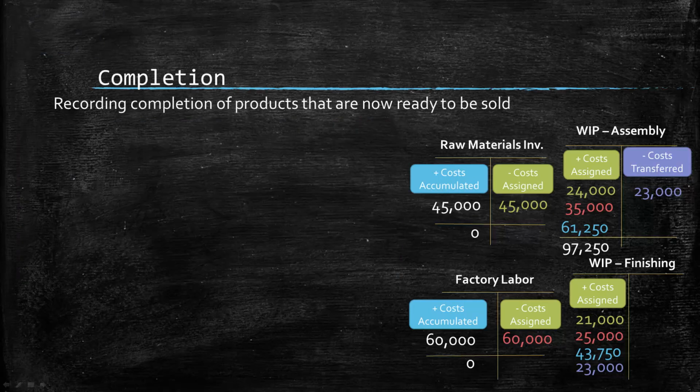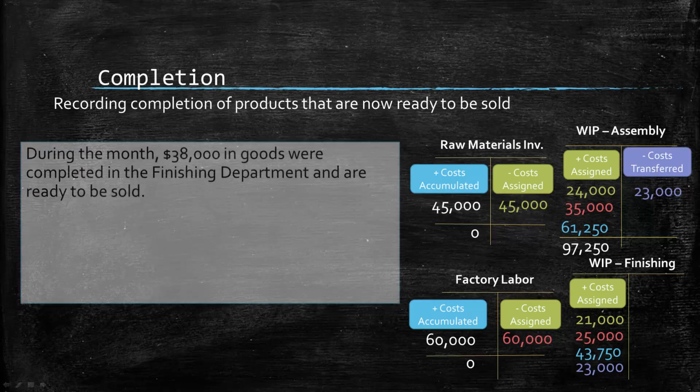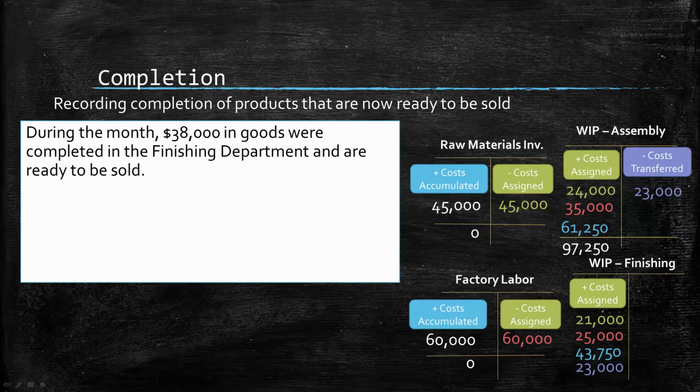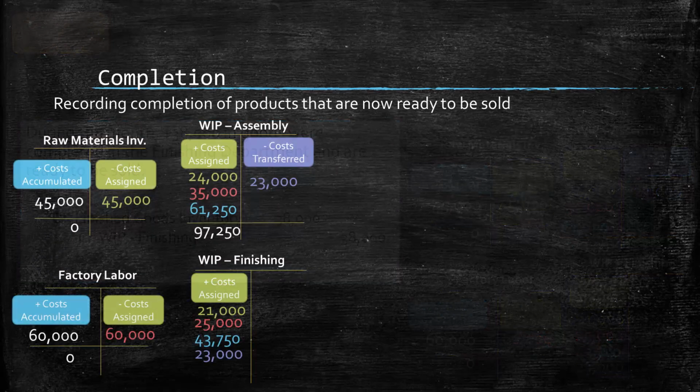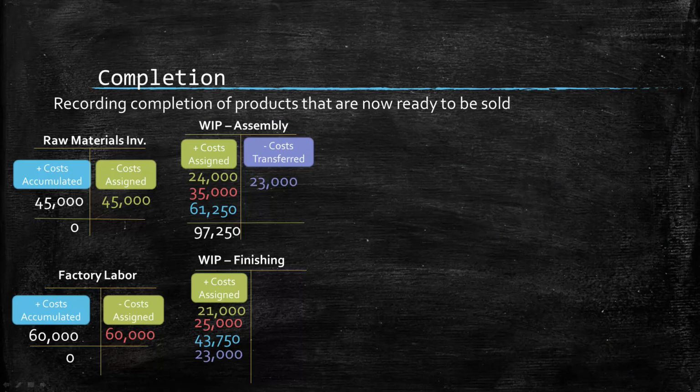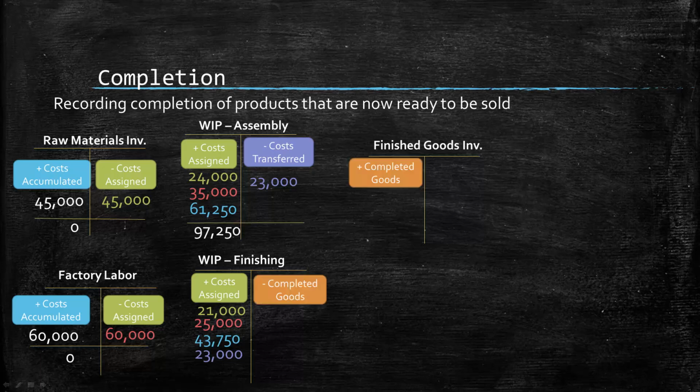Okay. Now let's look at what happens when we complete some of our products. So when they finish being finished in the finishing department. So during the month, $38,000 of goods were completed in the finishing department and are ready to be sold. Okay, so now we have to show these costs. They're going to come out of our work in process finishing account, and they're going to go in to finished goods inventory. And remember, finished goods are goods that are ready to be sold. Okay, so I needed to make a little more room, so I moved all those accounts we were working with over, and now I'm adding in my finished goods inventory account, which is an asset, and I'm going to move my finished goods out of my finishing department and into my finished goods inventory account.